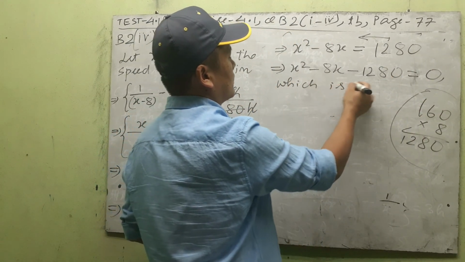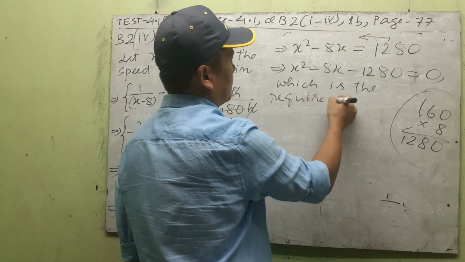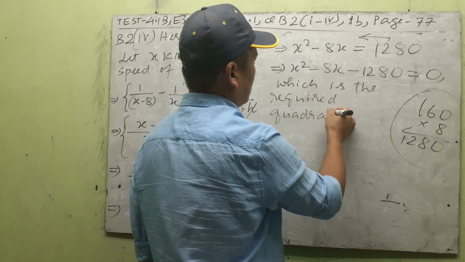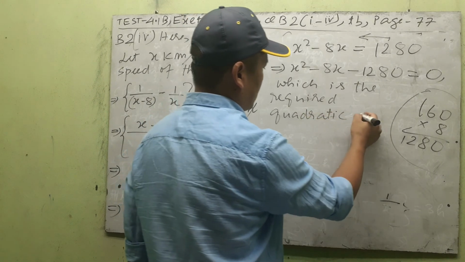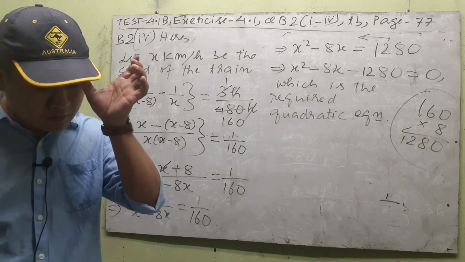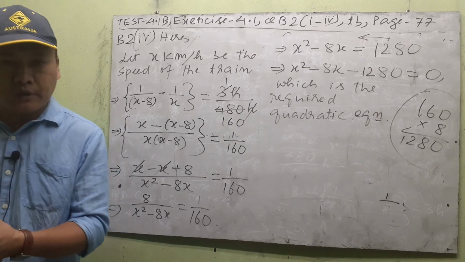Which is the required quadratic equation. So that concludes the part. X squared minus 8x minus 1280 equals 0, yes, that's correct. I hope you understood it. Okay.